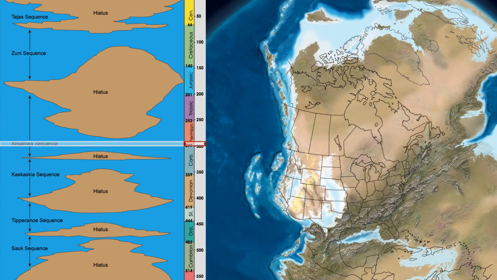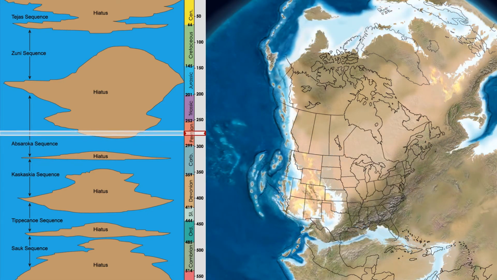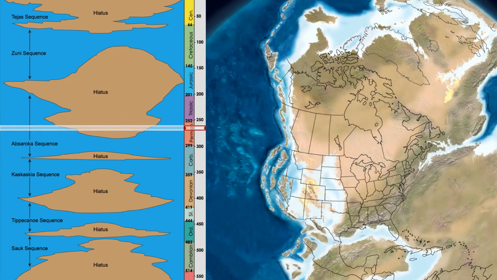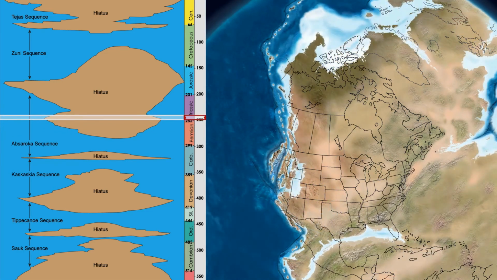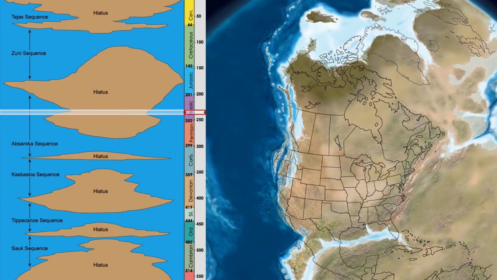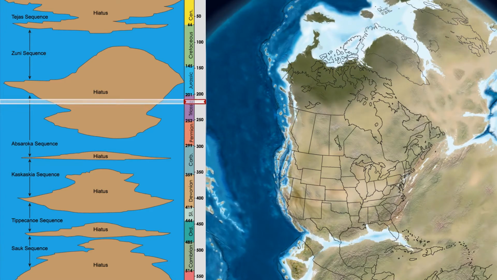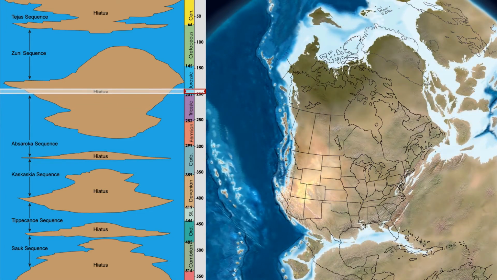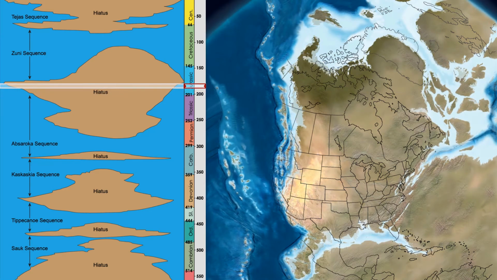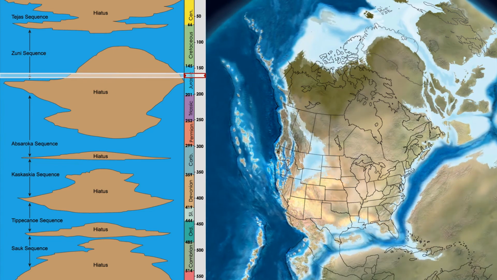We drop them back down, ending the Kaskaskia and now starting the Absaroka sequence. This sequence starts to continue, but notice we actually see a little bit of a regression going on here, again, because we're seeing desertification during the late part of the Paleozoic going into the Mesozoic. And we finally end the Absaroka sequence around the end of the Triassic. And we have a hiatus then during the Jurassic period.